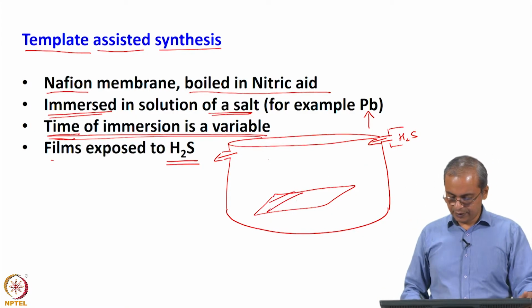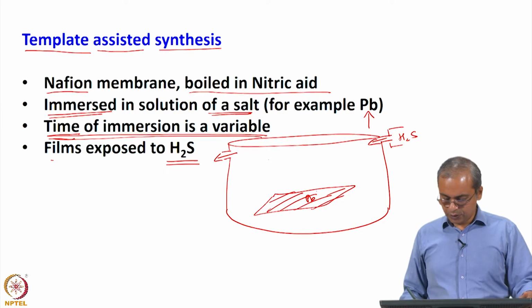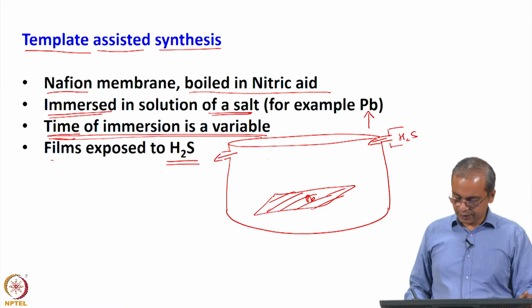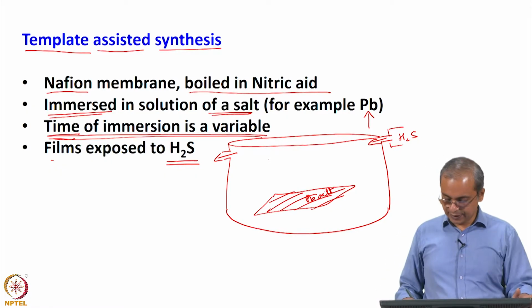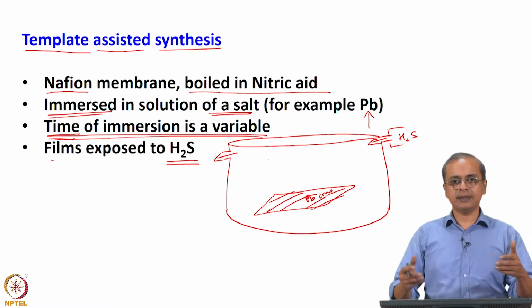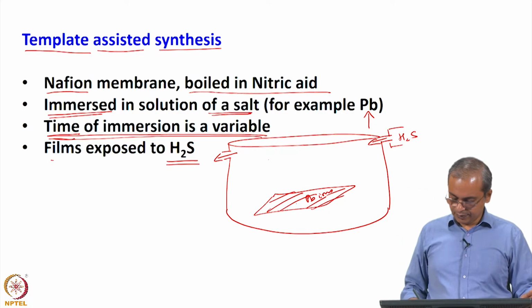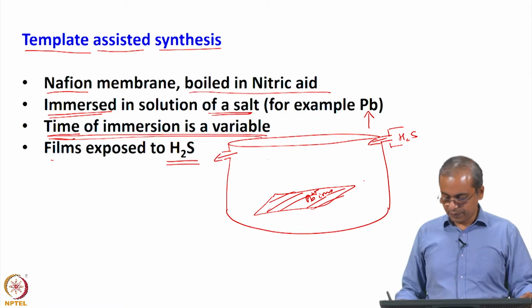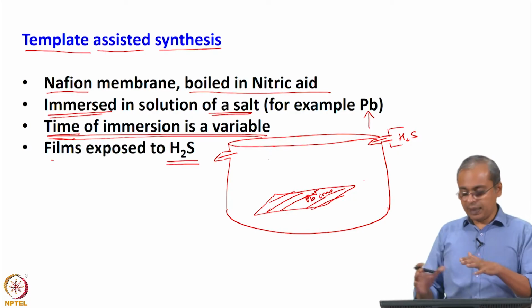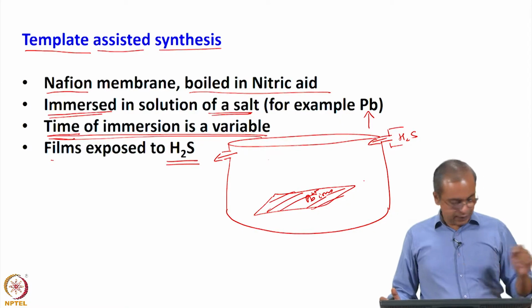So, this is your membrane and it contains lead salt. That is present here, lead salt, and then it has been immersed in lead salt. So, the lead ion is present there. Then you send this H2S and you get PbS. So, Pb2+ ions are present here, and then you get PbS salt that is being formed in the membrane.